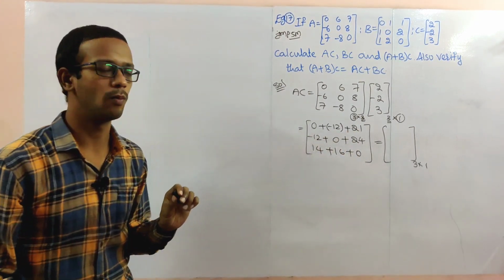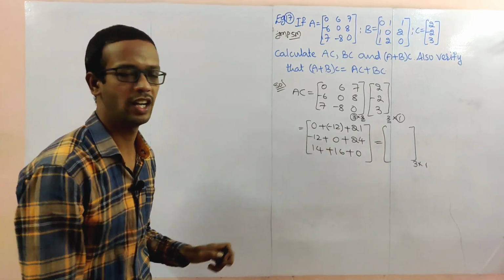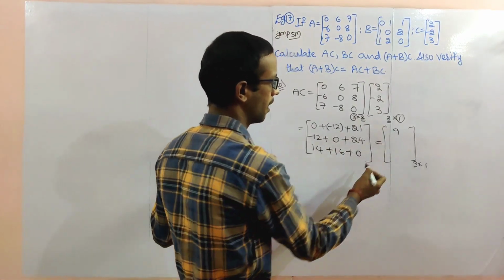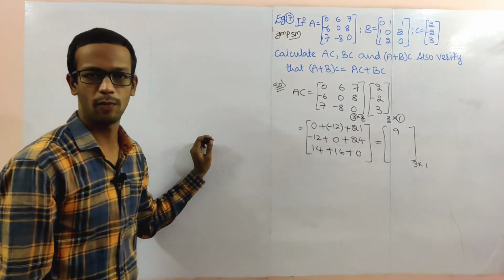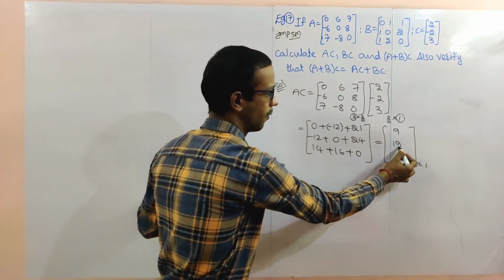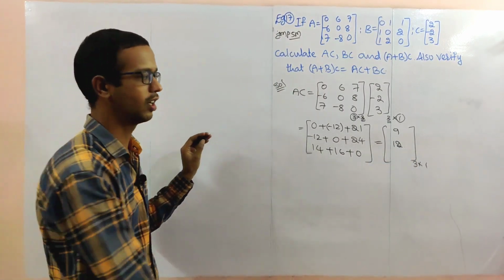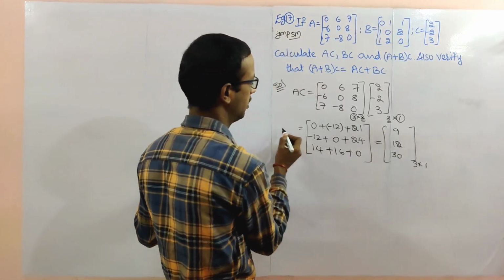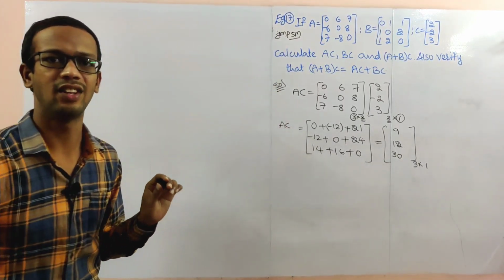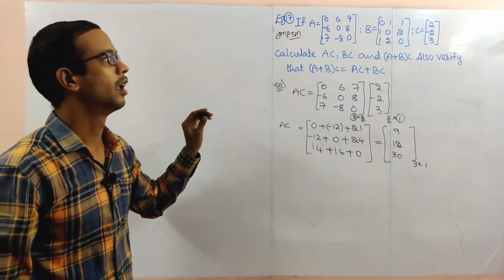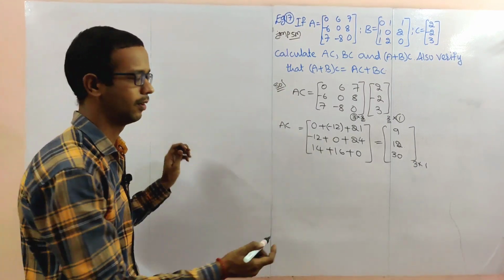If you add these, how much do you get? 9 you will get. Next one, 24 minus 12 is 12. 16 plus 14 is 30. So this is the AC matrix.